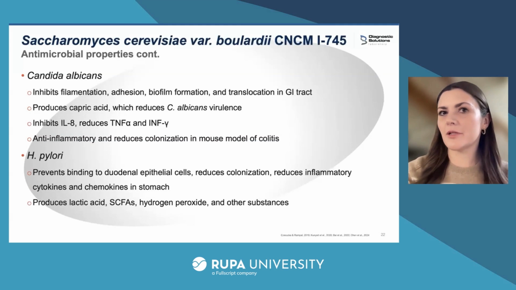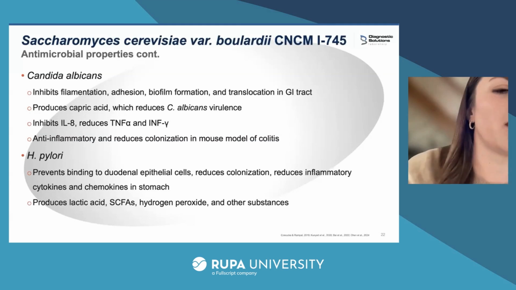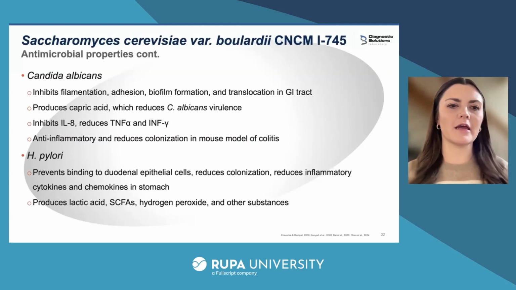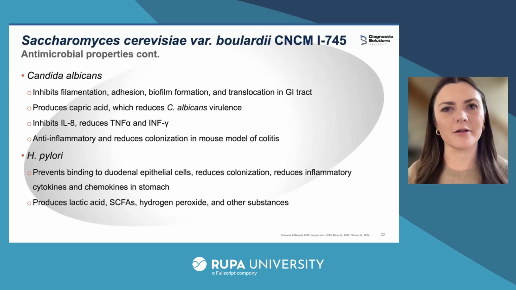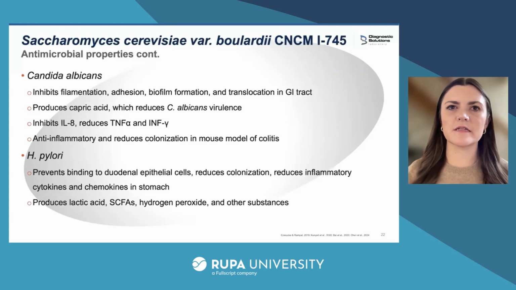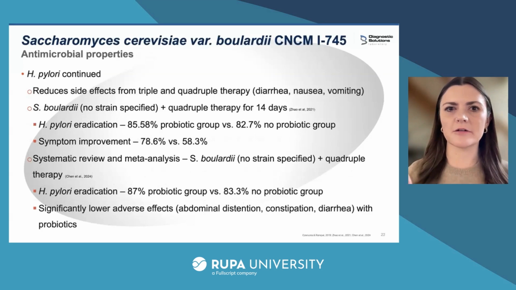And then we get to H. pylori. So similar to a lot of these other microbes, this strain can help to prevent H. pylori from binding onto duodenal cells. It can reduce colonization of H. pylori. And then it also produces a number of substances that have direct action against H. pylori. So it's addressing H. pylori from a number of different angles. And as I mentioned, we might consider its use during antibiotic therapy.